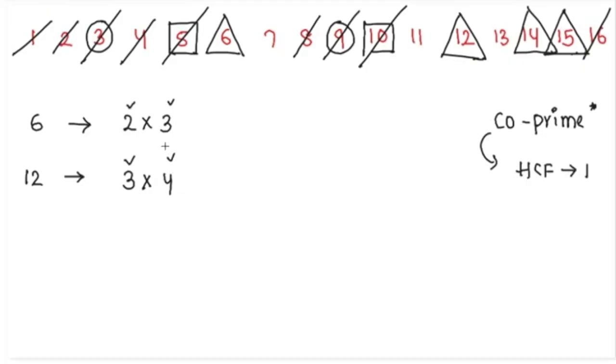So 3 and 4, for example. Here there is 14. For 14, there is no way you can write it in any way other than 2 into 7. That's a rule. That means a number is said to be divisible by 14 if and only if that number is divisible by 2 as well as 7. So 15 divisibility is there. 15 also, we can only write it as 3 into 5.